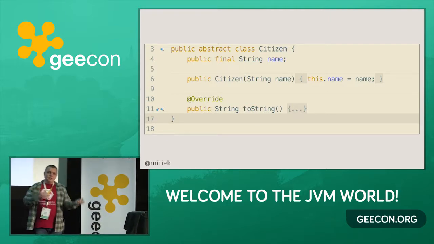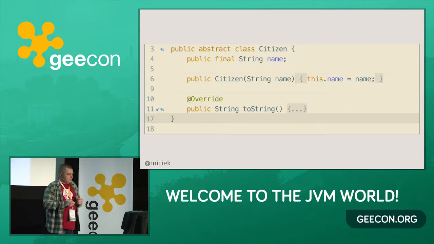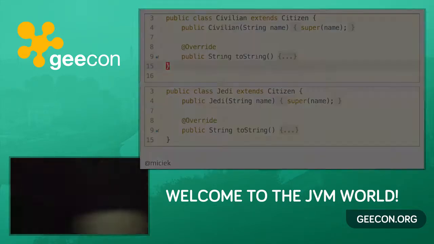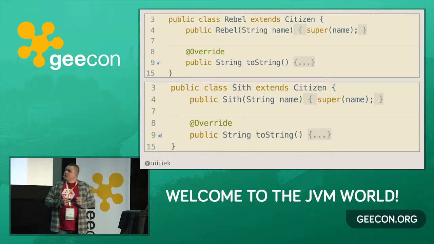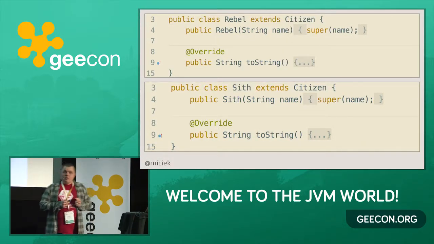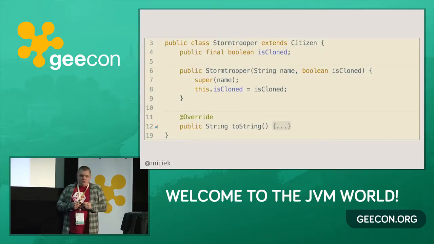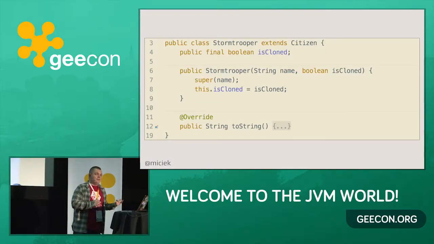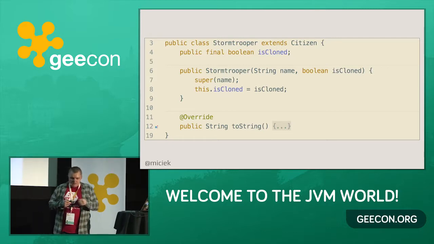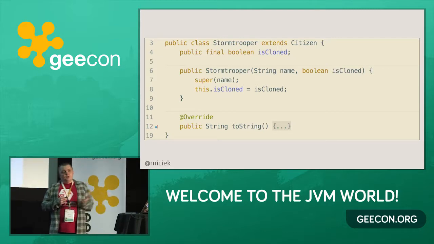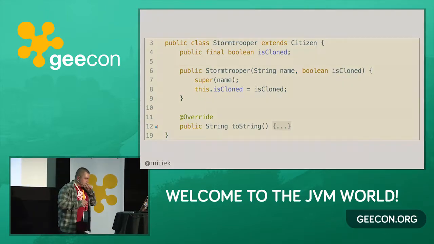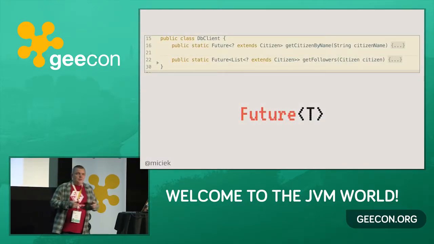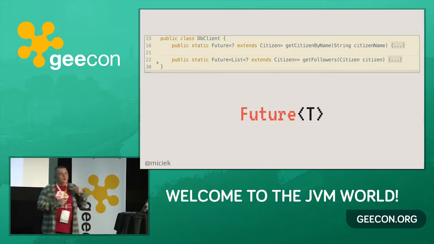So each citizen will have followers, so the list of citizens, basically. And the citizen is an abstract class with the name, but we have some concrete types, for example, Jedi or civilian with name, Sith, or rebel with names, and of course the stormtrooper, which additionally has this isCloned Boolean flag. That means when it's true, it's a clone trooper. When it's false, there's a real human inside. So we know our domain, the five concrete types of citizen.